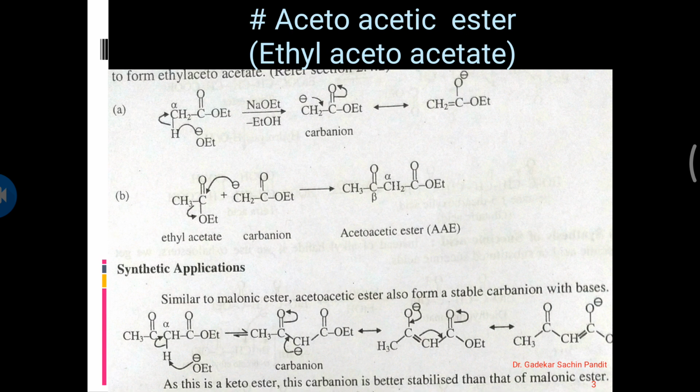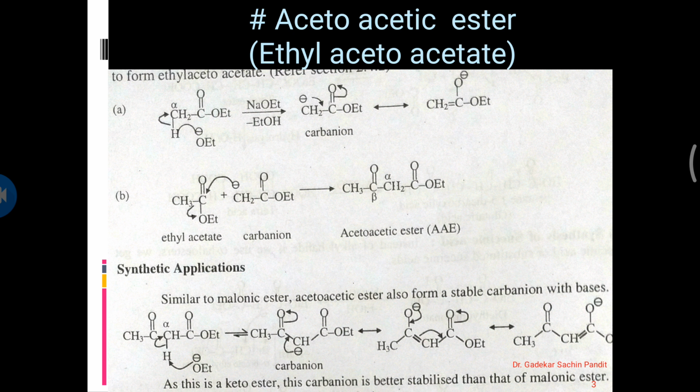Next, the synthesis of acetoacetic ester, ethyl acetoacetate. It can be synthesized by using methyl acetate. Methyl acetate has alpha hydrogen atoms. These alpha hydrogen atoms are acidic and react with base to form a carbanion, and this carbanion is stabilized through the carbonyl group in reaction A.